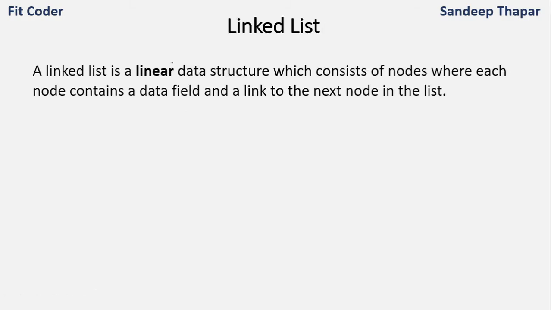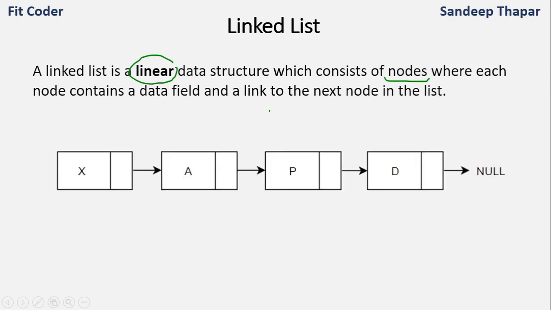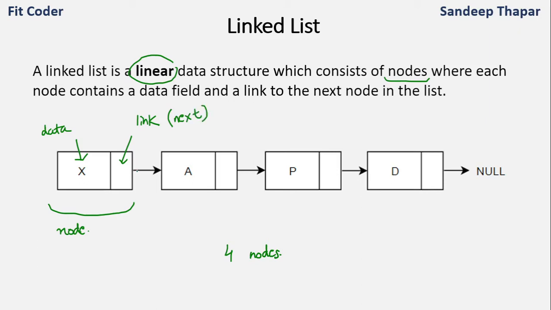Linked list is a linear data structure which consists of nodes where each node contains a data field and a link to the next node in the list. Let's see an example. So this is a linked list and this is a node of a linked list. This linked list here has 4 nodes. Each node of the linked list contains a data field. This is the data field and this is the link field, or we can call it the next pointer, which is pointing to the next node of the linked list.